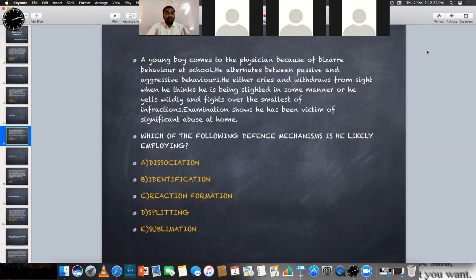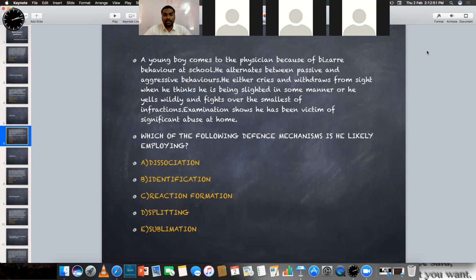That is not happening. If this kid had identification as a defense mechanism, he would choose to be aggressive, like his father or whoever is abusing him at home. He would choose to be him, and he would only have aggression towards others. Okay, so it's not identification. One thing ruled out. Now, reaction formation.